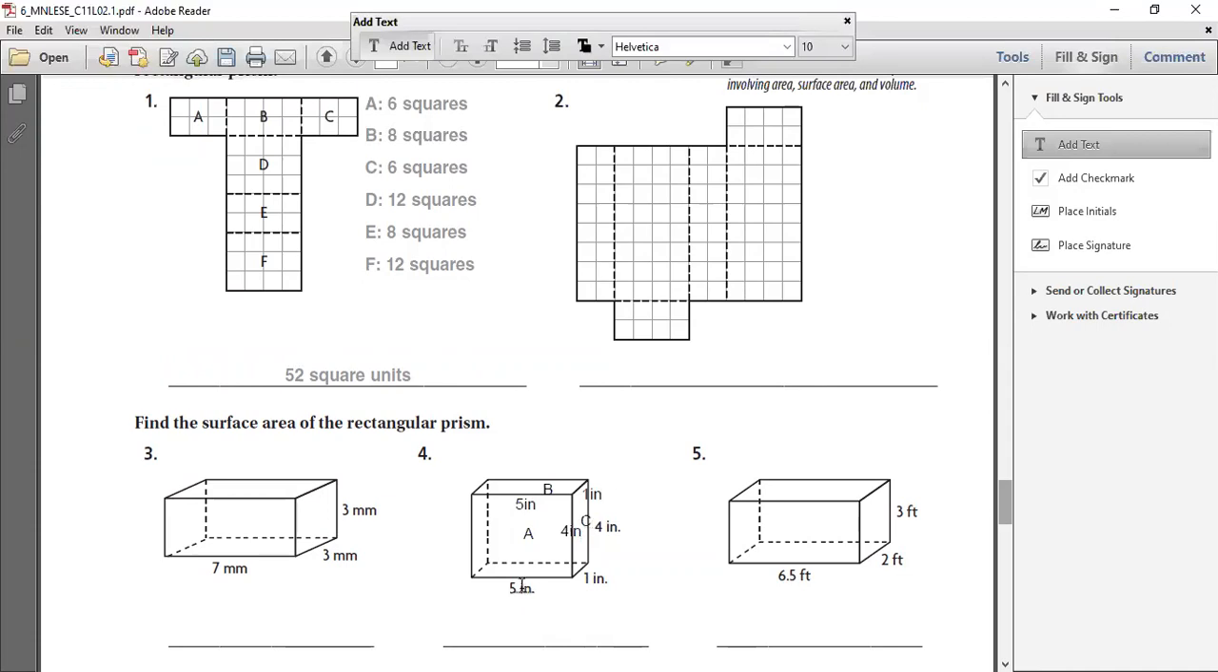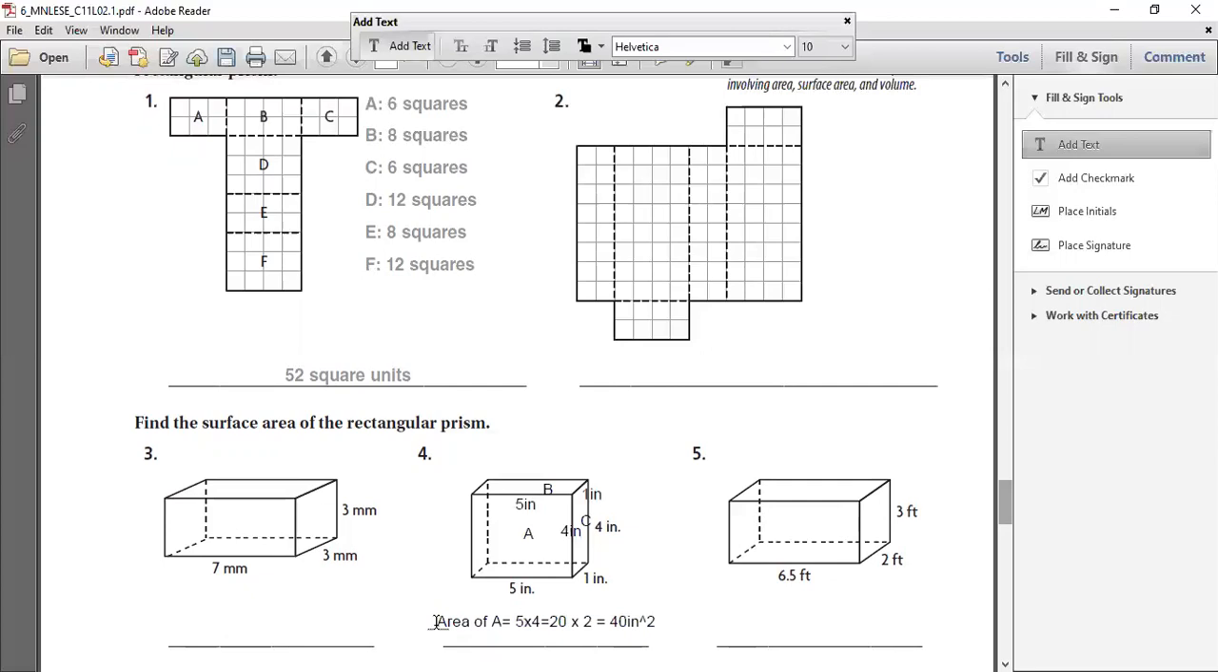Starting with area of A, the length is 5 and the width is 4, so that's going to give you 20 square inches. Okay, now we don't stop there. Of course, we multiply that by 2 because you have two faces, the front face and the one behind. So that's going to give you 40 square inches.